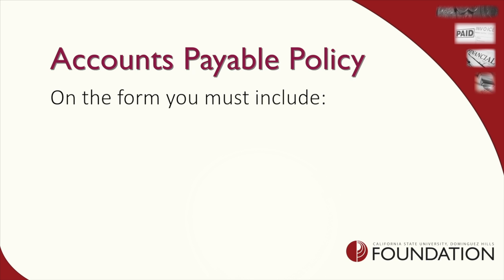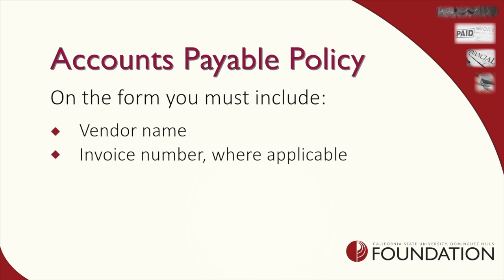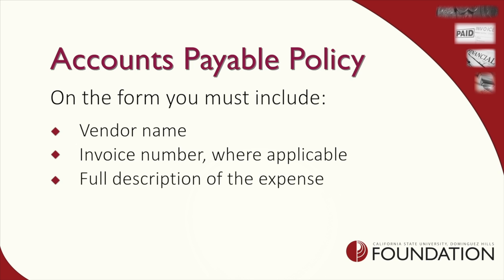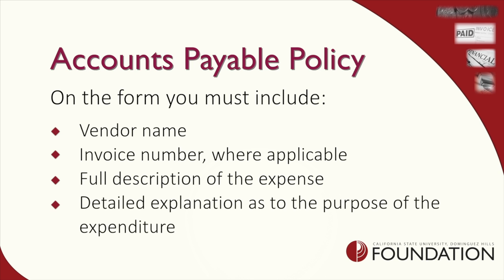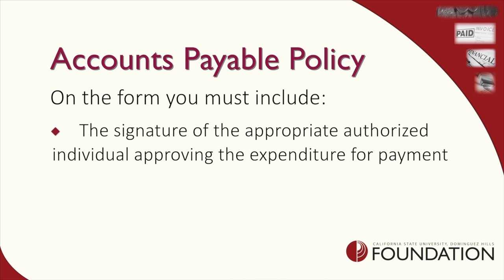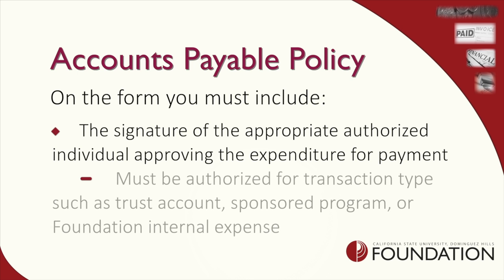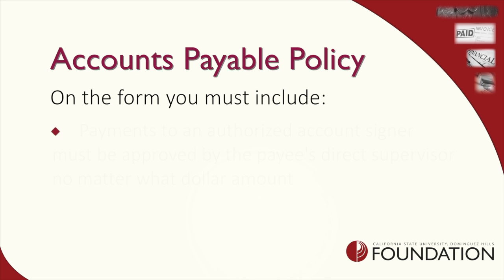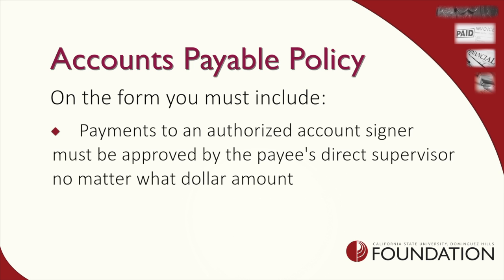On the form, you must include the vendor name, an invoice number where applicable, a full description of the expense, a detailed explanation as to the purpose of the expenditure, the signature of the appropriate authorized individual approving the expenditure for payment. The individual must be authorized for the specific transaction type, such as trust account, sponsored program, or Foundation internal expense. Payments made to an authorized account signer must be approved by the payee's direct supervisor no matter what dollar amount.